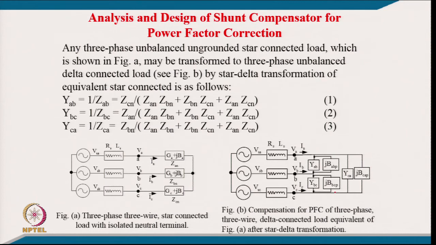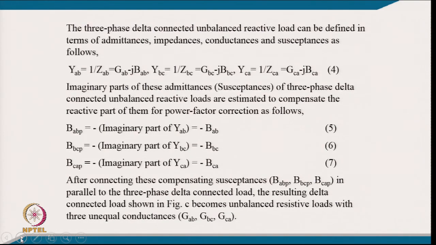Now we can put the different compensators for power factor correction, which we already talked about earlier with the figure, in this delta connected load, for individual power factor correction of YCA, YAB, YBC, by putting the different compensator reactances also. So, the 3-phase delta connected unbalanced reactive load can be defined in terms of admittance, impedance, conductance and susceptances. This is what we have, the relation VAB, YAB upon ZAB, for all 3 phases we can define.